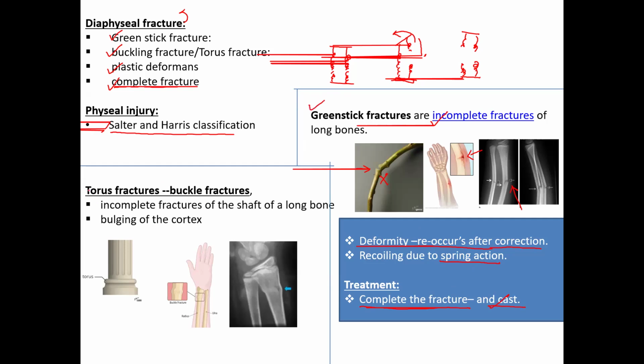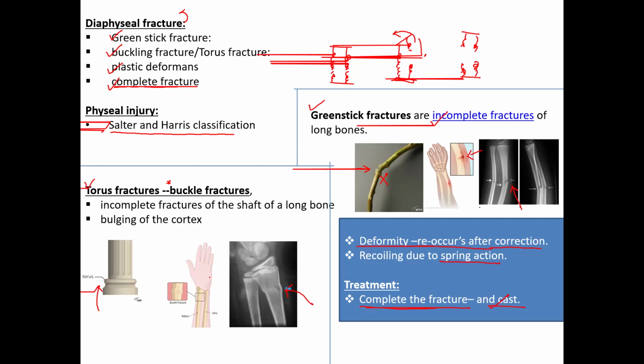The second thing is torus fracture, otherwise called buckle fracture. How did torus fracture get its name? Under an arch you will see pillars, and in the pillars there is an elevation here. This is called a torus. The elevation resembles the same way, so that's the reason it is called torus fracture.